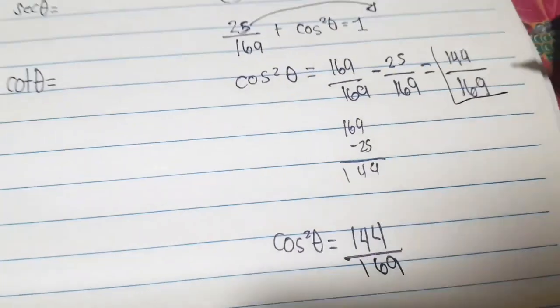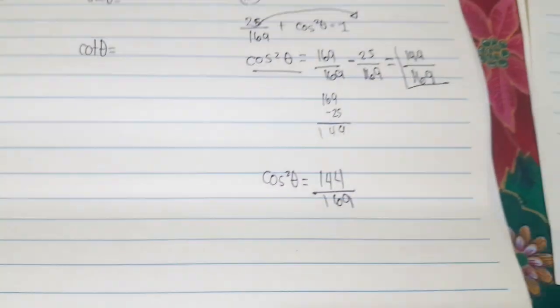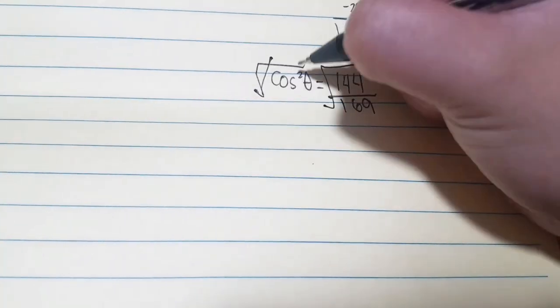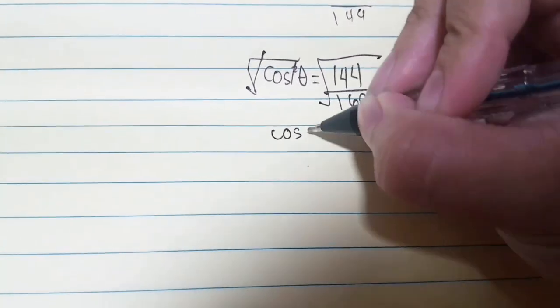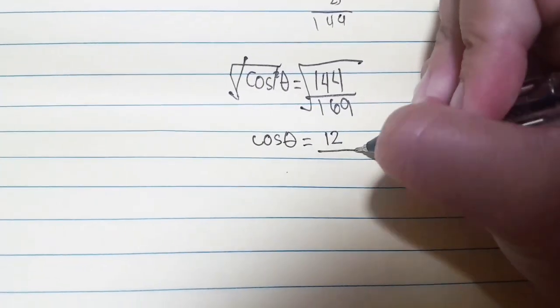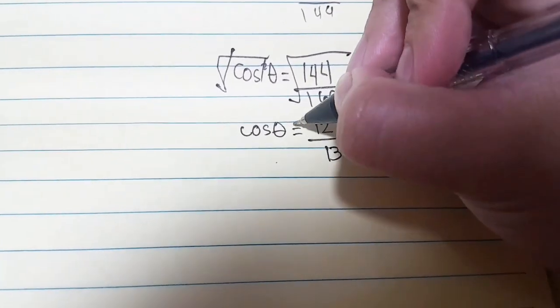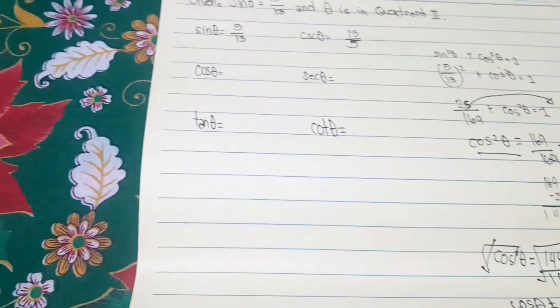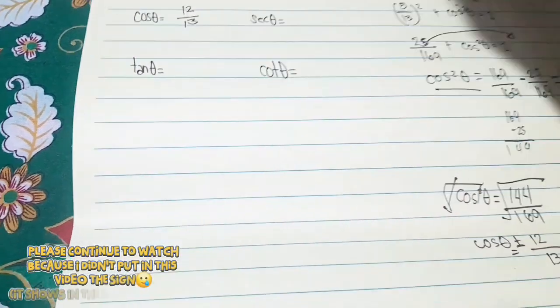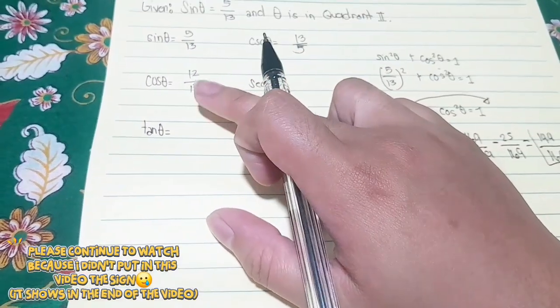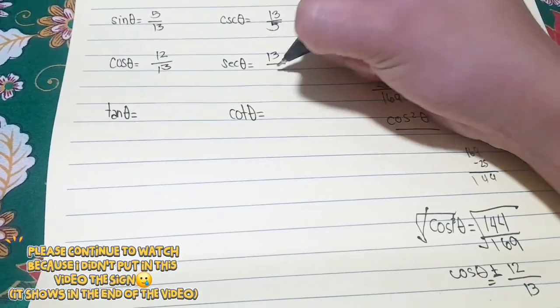This is the answer we got earlier. Then, to remove the square, the square cancels out. What remains is cos theta is equal to the square root of 144, which is 12, over the square root of 169, which is 13. So, the answer is cos theta is equal to positive and negative 12 over 13. Since we got the value of cos, we can also get the value of secant by taking its reciprocal. So, it becomes 13 over 12.